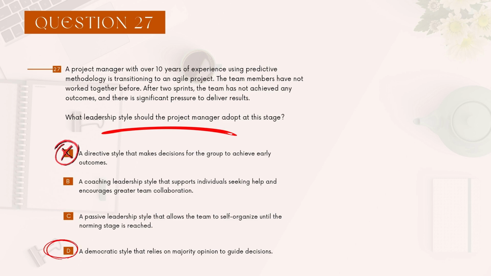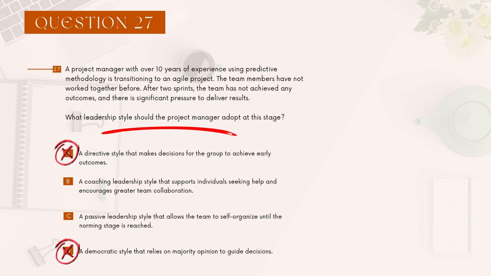Democratic style that relies on majority opinion to guide decisions. So again, there's no decision making here, and this is not going to answer the root problem. Right now, we're not getting any outcomes, right? So something's wrong with the team. So we're left with B and C now.